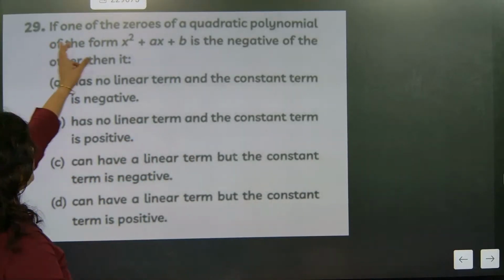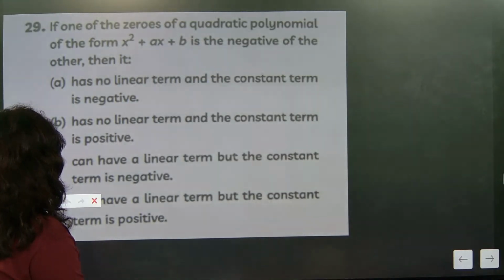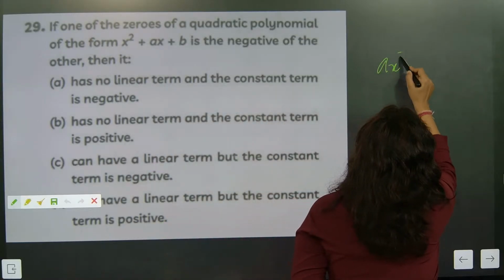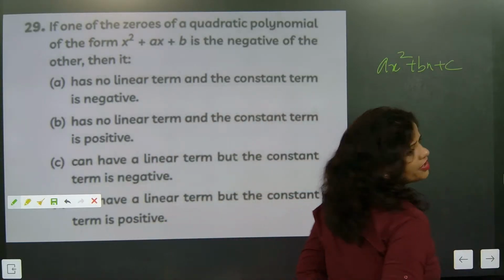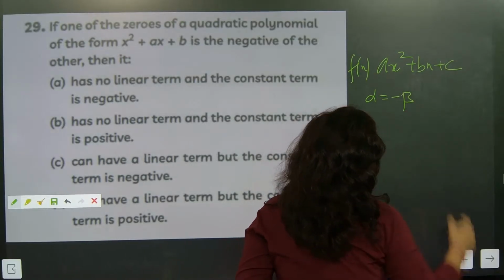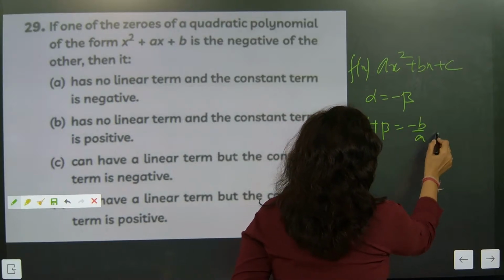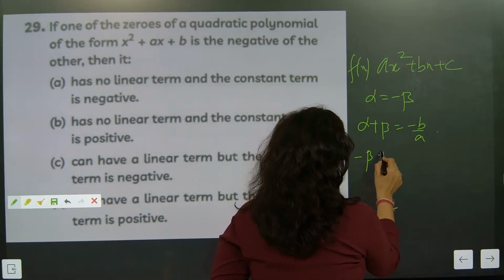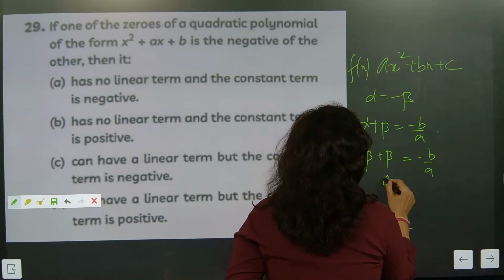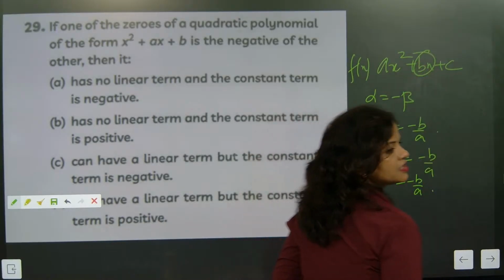Now look at it. If one of the zeros of a quadratic polynomial... now let's solve this part. We don't know anything. Our quadratic polynomial is ax squared plus bx plus c. This can be our quadratic polynomial, correct? Now what they are telling is that alpha is equal to minus beta, correct? That means alpha plus beta should come as minus b by a. But here alpha is minus beta, so minus beta plus beta equals minus b by a. That means 0 is equal to minus b by a. That means 100% the linear part will become 0.